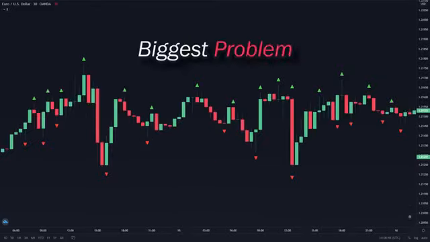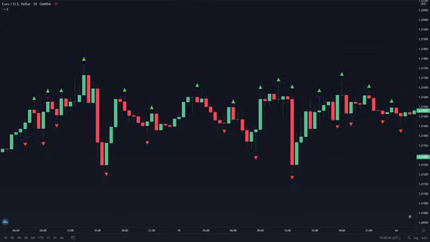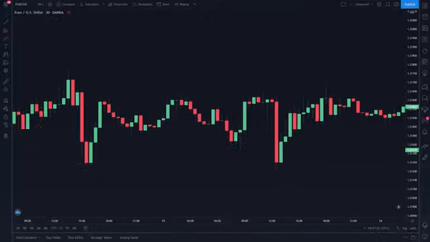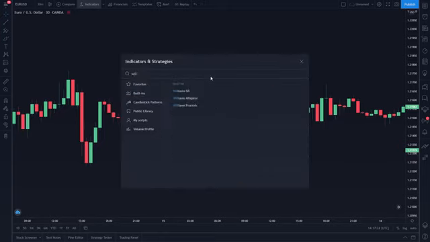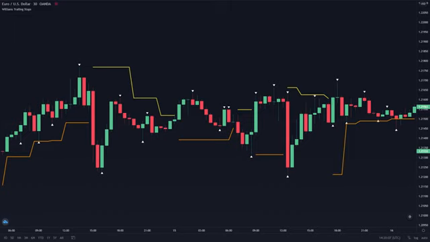Now, the biggest problem with the fractal indicator is that it is giving too many signals, which makes it confusing and hard to trade. And if you're using the built-in version of the Williams fractal on TradingView, you cannot change any of the settings. So instead, I suggest using this one. It is called Williams Trailing Stop Loss by Simple Crypto. And the reason I chose this version is because you can actually change the settings.